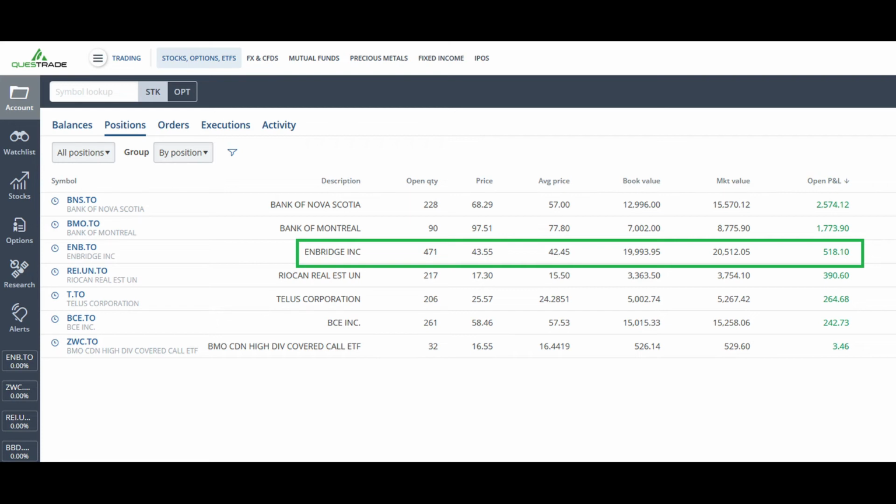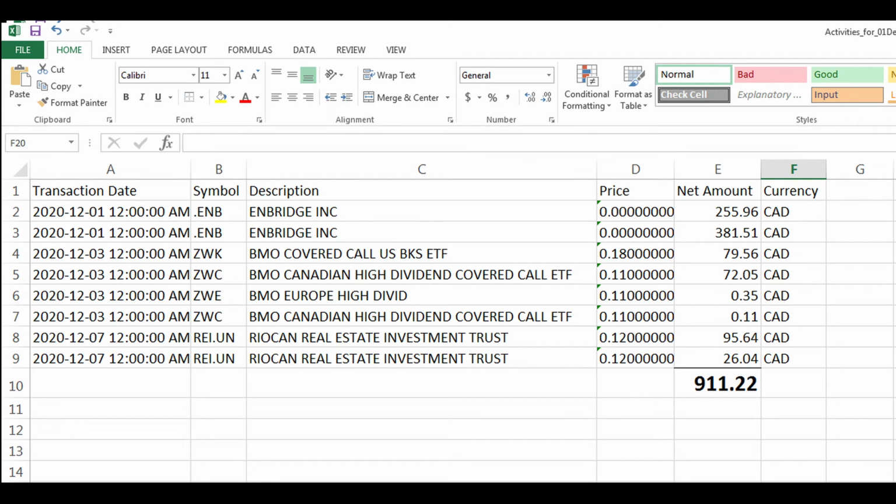This is another reminder that you should only sell if you need the money or if you don't believe in the company anymore, not because of the stock price. So my big holdings have already paid this month. In December 2020, I've collected $911 in dividends.